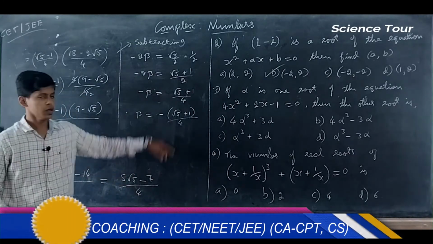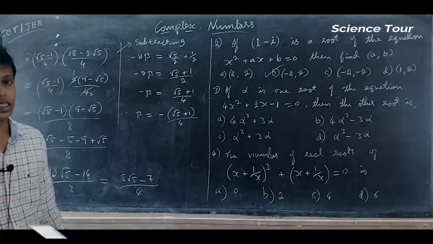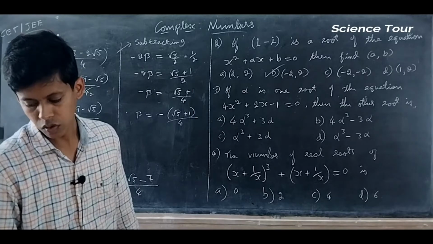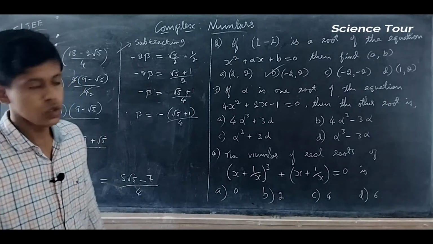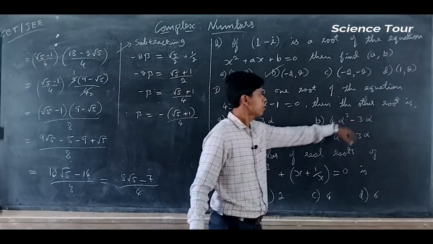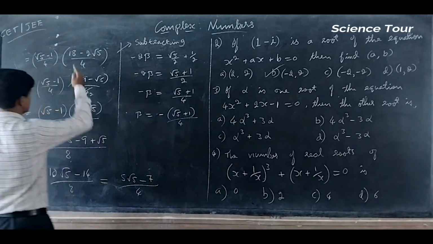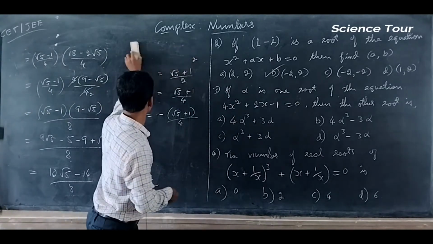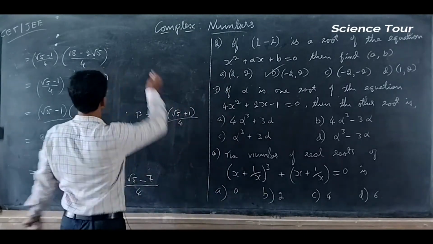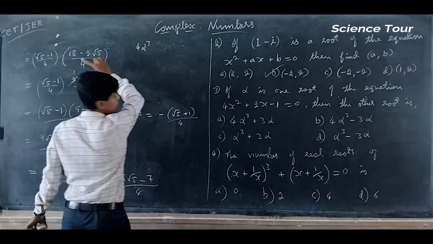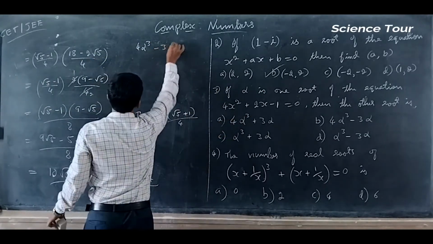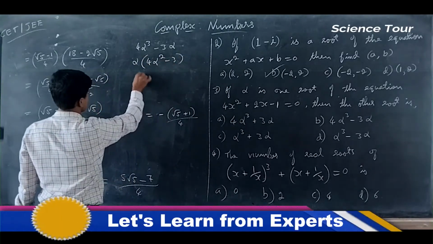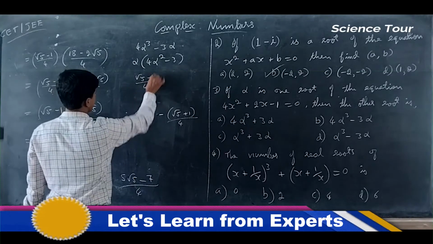So is it equal? No, it's not. So the first option doesn't give us the answer. Then you must go for the next option. If you go for the next option, you have 4 alpha cube minus 3 alpha. If you take alpha common, that is 4 alpha square minus 3. So alpha is root 5 minus 1 divided by 4.